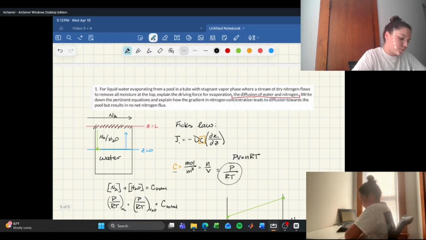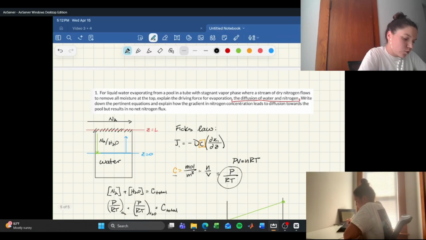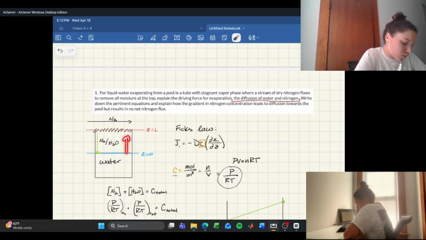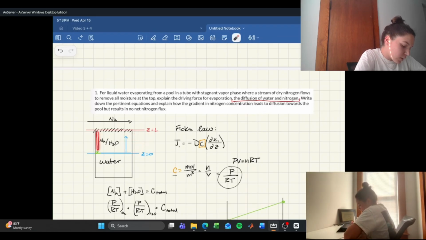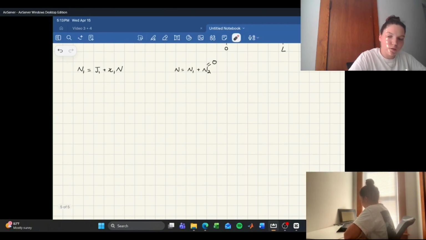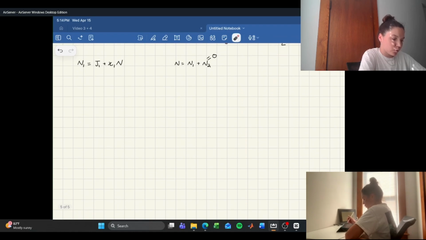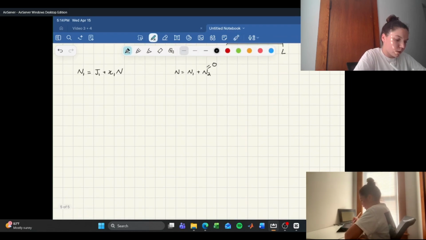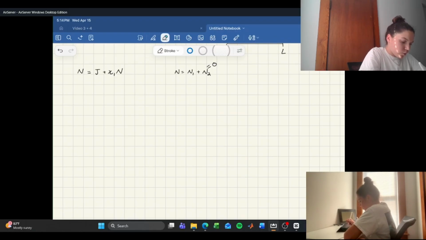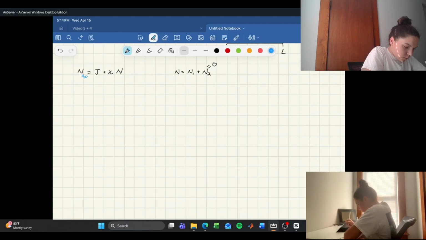So if we look back at the picture here, we said that the water is diffusing upwards in the positive direction, but the nitrogen has nowhere to go. Because it has nowhere to go, like it can't go into the water, the molar flux of nitrogen is going to just be equal to 0. And I'll also change the 1s to H2O to make it hopefully easier.